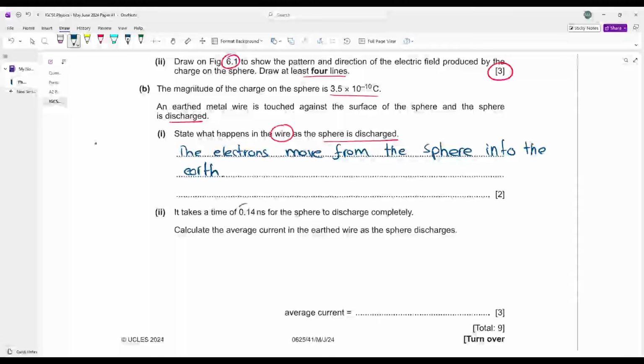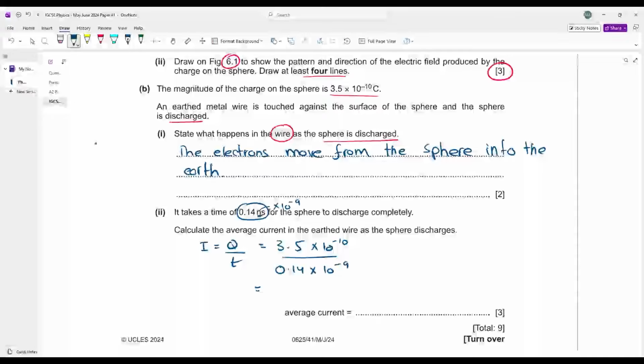It takes a time of 0.14 nanoseconds for the sphere to discharge completely. You have to calculate current. Current is equal to charge over time. What is your charge? 3.5 × 10 raised to the power of minus 10. What is your time? 0.14 nanoseconds. ये small n क्या है बेटा? Nano. 10 raised to the power of minus 9.